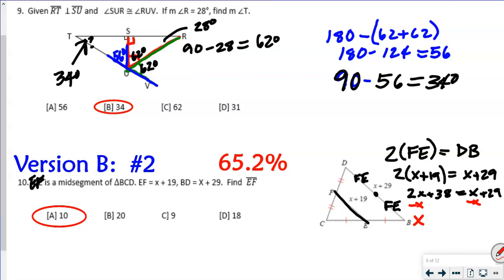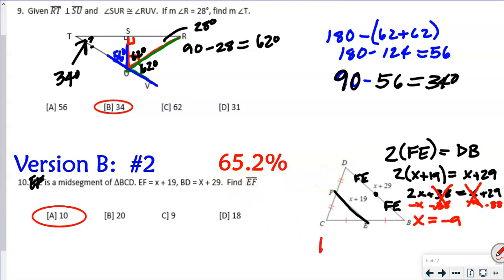We're going to subtract x from both sides. So that gives us x over here, and now x's are gone. We're going to subtract 38 from both sides. And that's going to be equal to negative 9. Okay, so that 38's gone from there. So now that could be perplexing, right? Because we think when we get a negative, then it's wrong, but it's actually asking us to find EF.